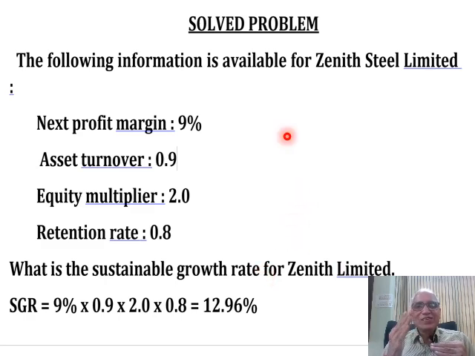As we have learned, sustainable growth rate is a product of return on equity and plowback ratio or retention ratio. And we've also learned that return on equity, according to the DuPont extended equation, is a product of net profit margin, asset turnover, and equity multiplier. So sustainable growth rate will be return on equity, which is the product of these three, multiplied by retention ratio or plowback ratio. Hence, the sustainable growth rate is 9% multiplied by 0.9 multiplied by 2 multiplied by 0.8. So the sustainable growth rate works out to 12.96%.